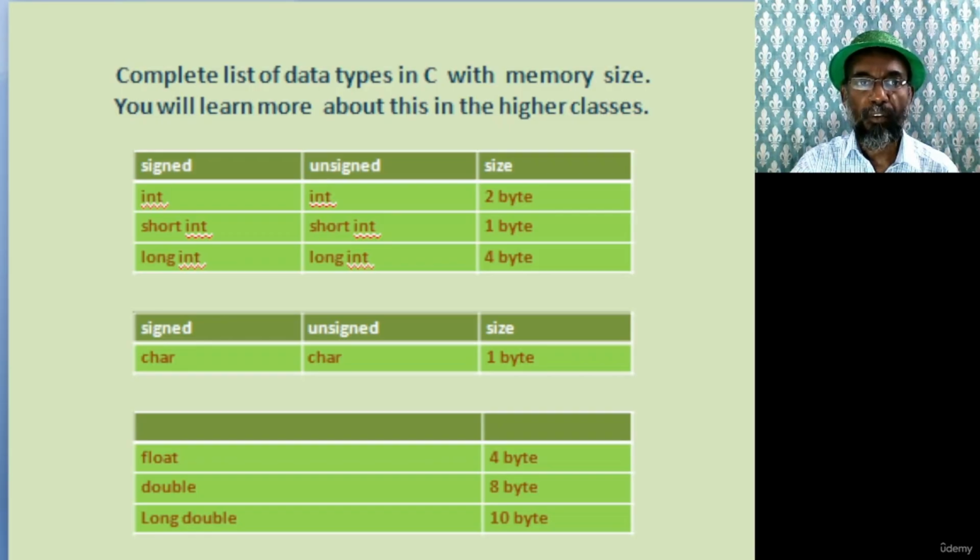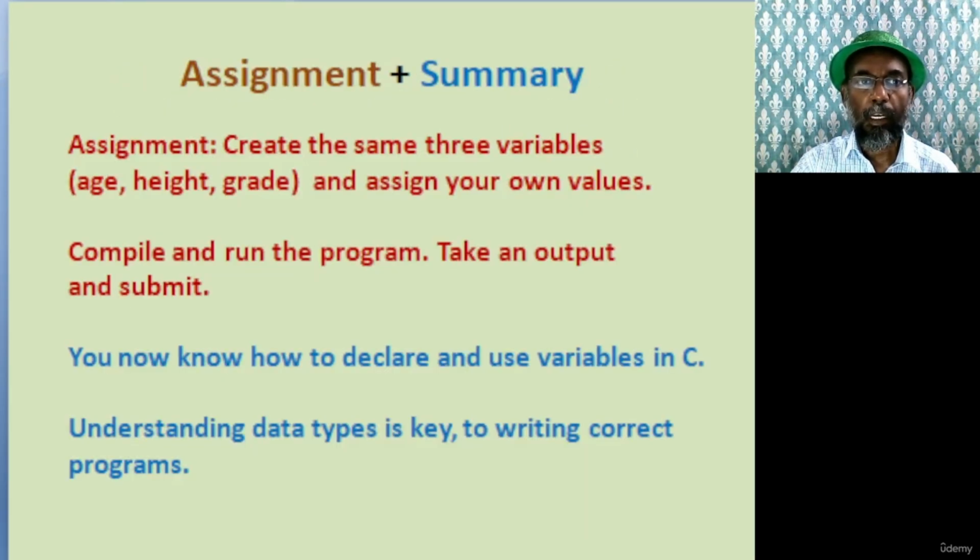Time to put your skills to the test. Assignment. Create 3 variables: age, height and grade. Use your own values. Compile and run the program. Take a screenshot of the output and submit.